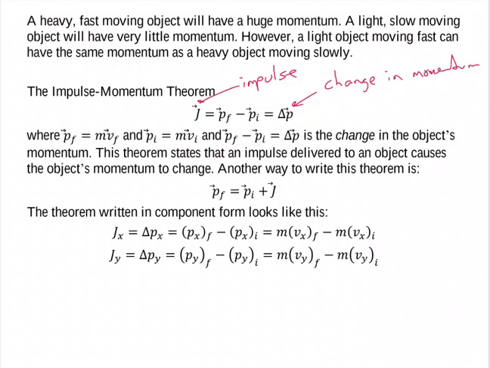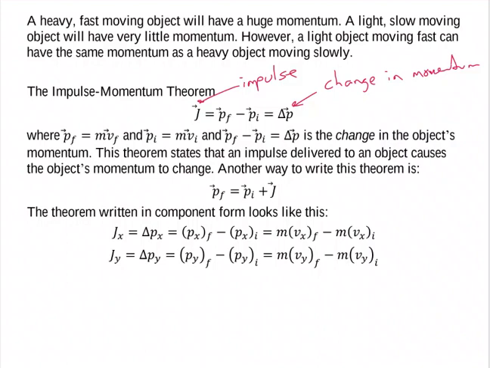So the theorem written in component form looks like this. It's basically the same for both the x direction and the y direction. If we're only working in one direction, we only have to worry about one of these, but usually we're going to be working in 2 dimensions in the real world. So you do need to know both. Actually, in the real world, we're working in 3 dimensions, but for us, it's just 2.